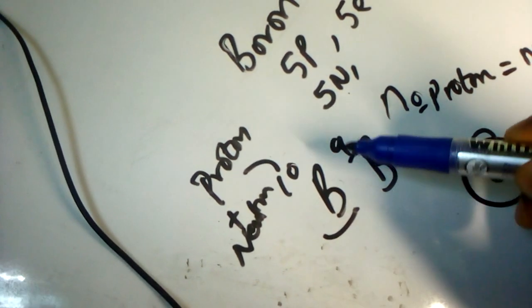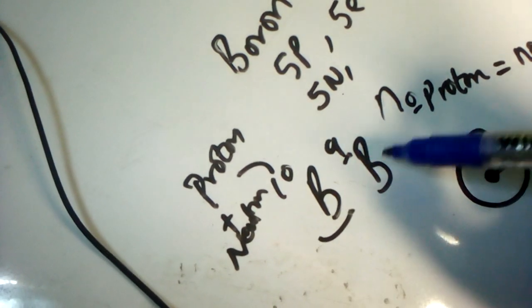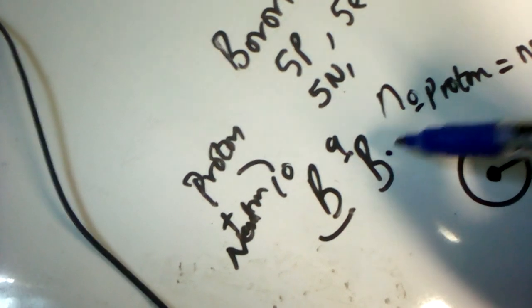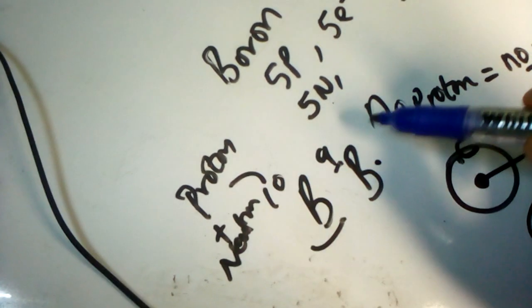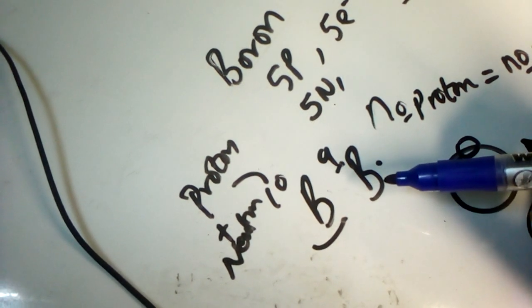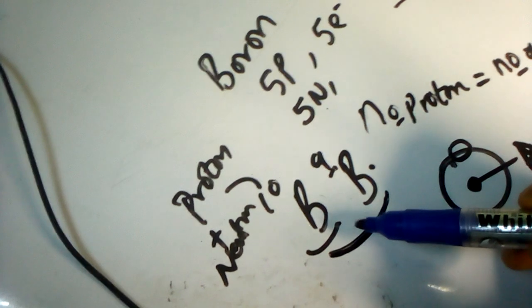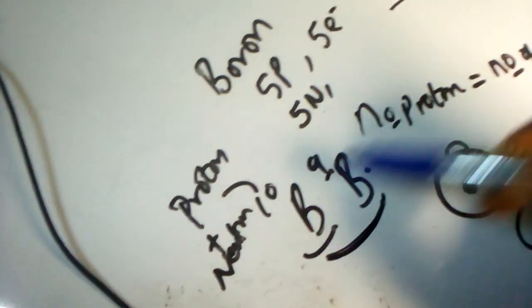Don't forget the number of protons cannot change, because that determines the chemical property of the compound. So for me to call this boron, it must have 5 protons. So the only thing I could change is the number of neutrons. Okay, and this phenomenon whereby atoms of the same element have the same atomic number.